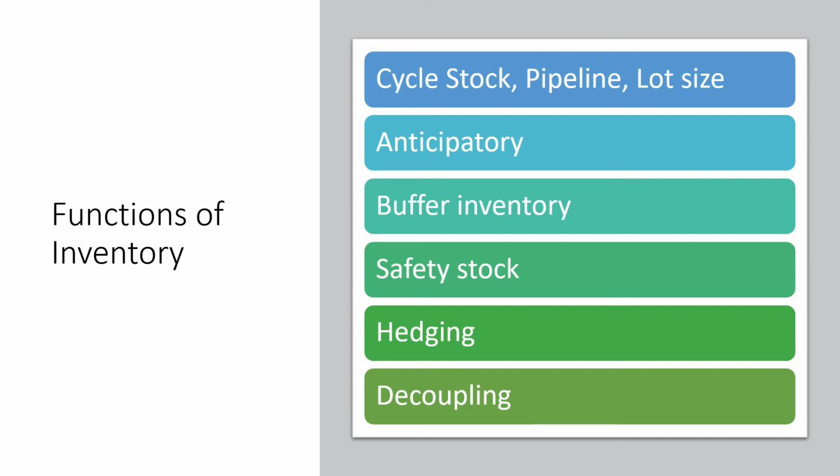And the last one, decoupling. It lets two different processes operate at their different paces. Decoupling is the inventory maintained at a strategic point in order to allow two different processes to function at their own independent rates.